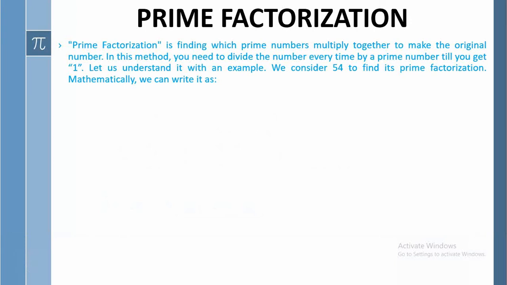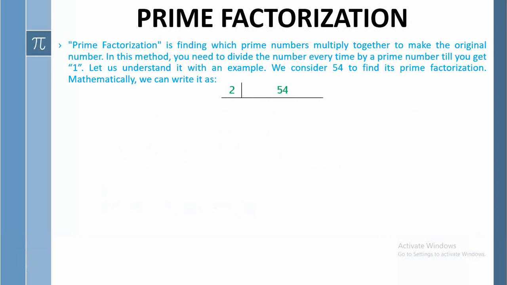Okay? In this method, what do you have to do? You are going to divide every number every time by a prime number only, until you get a 1. So we have an example, that is 54, and we are going to find the prime factors of 54 by dividing it through the prime numbers.